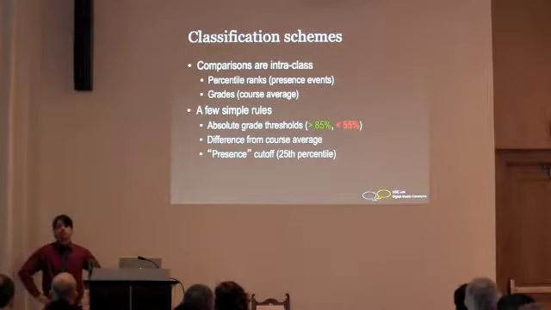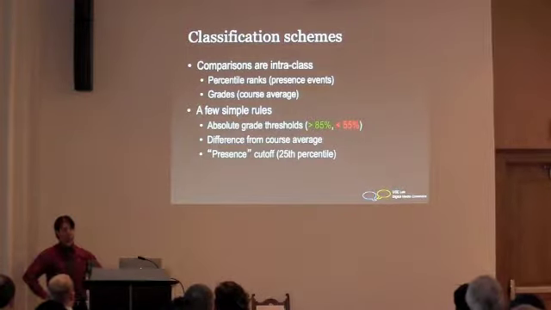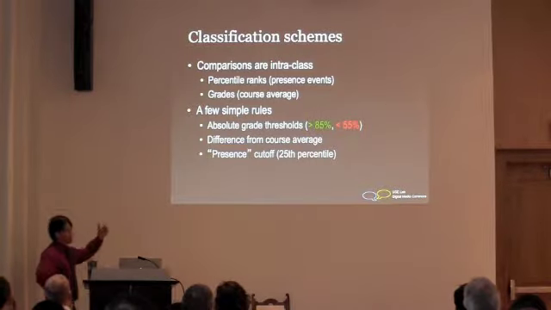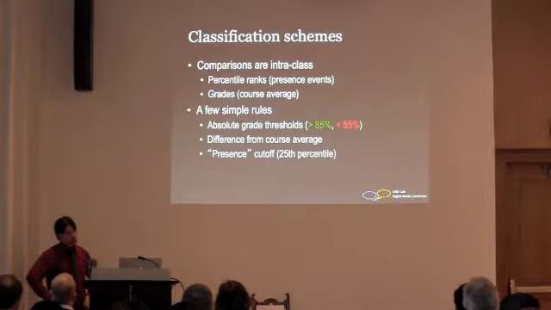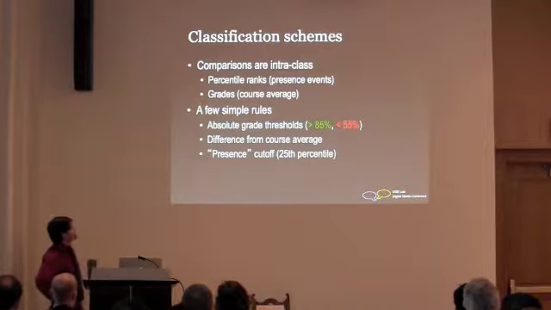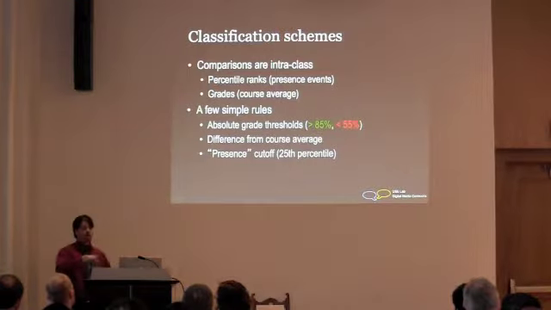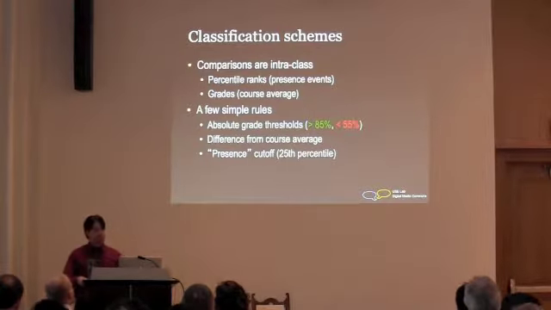Likewise, on the other end, for all individuals who have earned less than 55% of total available points, we don't even consider anything else. We classify those individuals as in need of assistance. In between 55 and 85 percent of course points, we then start to consider things like their difference from the course average. So how are those individuals performing relative to their peers, which may push them into one category or the other. And then we also take into account their presence for those individuals that are on the margin.